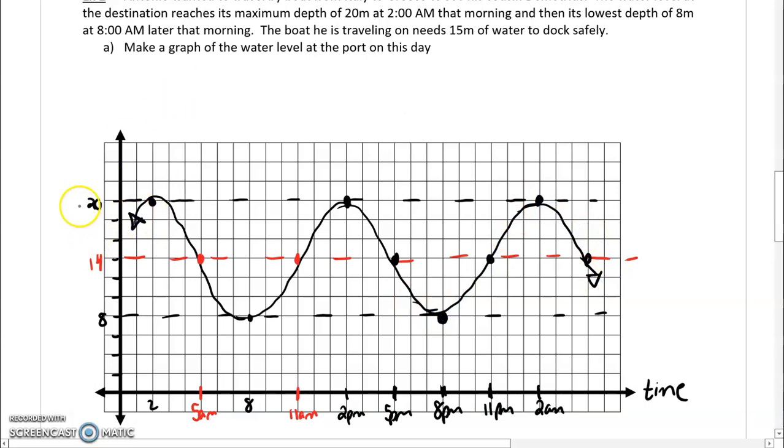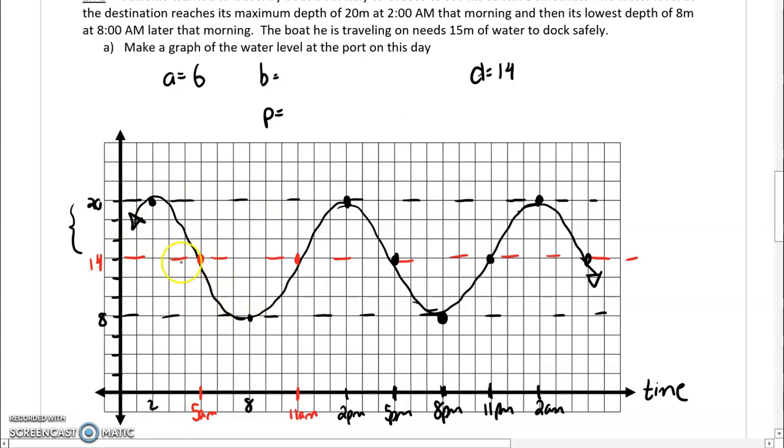So our amplitude is this gap in between. So our amplitude is going to be 6. Our vertical displacement, which is our D, that is going to be 14. That's our midline. And our period, that will help us find B. So our period is from top to top. So they told us that it takes 6 hours to go from top to bottom.